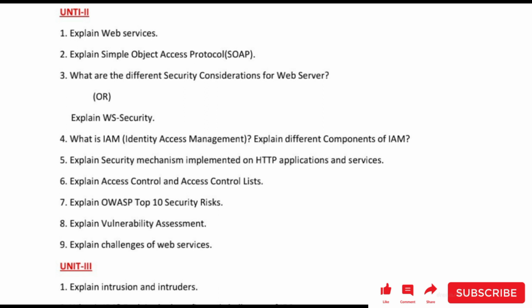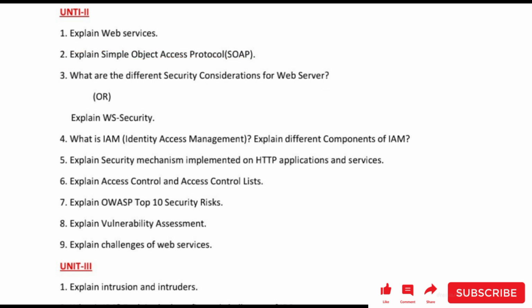Now see, the next question from unit 1 is, what is web services? Explain the web services. What are the services that it will provide? Okay. And the next question is, explain simple object access protocol. This is a very important question. You may expect web services and simple object access protocol. Okay. And different security considerations for web services. What security issues you will consider when you are giving the web services, that you should explain for this question.